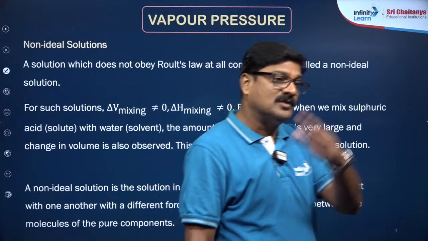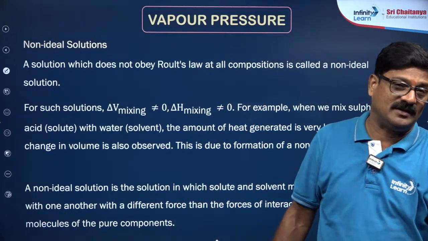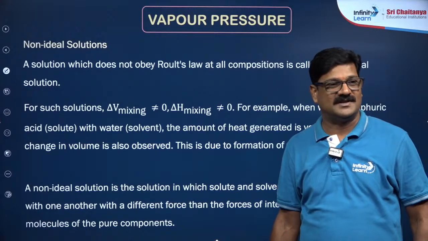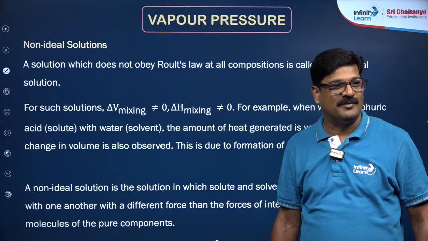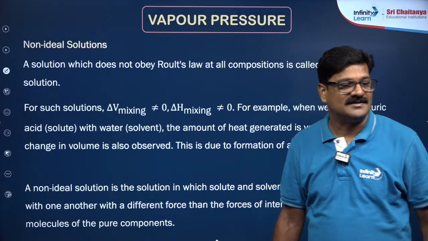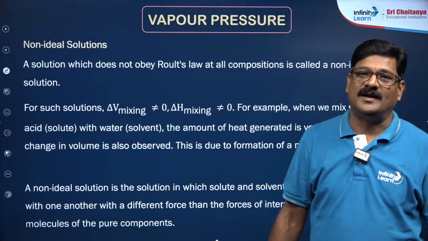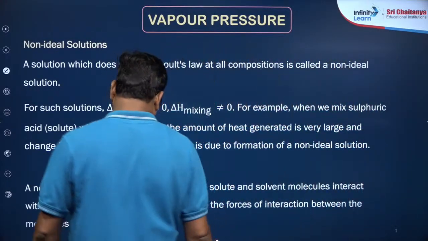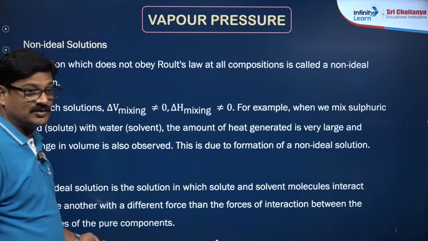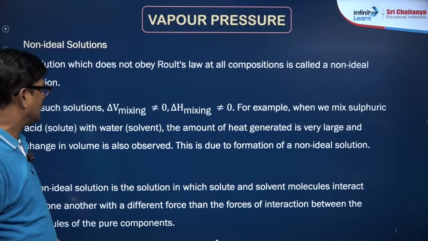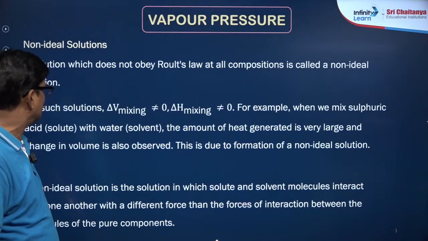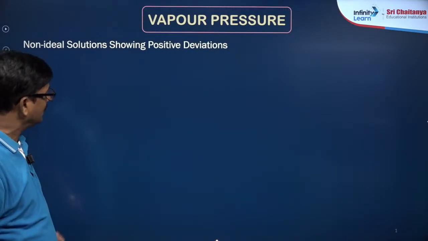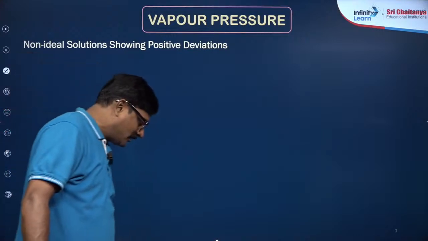So these can be greater or lesser. If it is greater, it is positive deviation, and if it is less than, it is negative deviation. Yes, Pranav Balaji, you said correct. So when you mix many things, I just want to give you non-ideal solution deviation. I'll draw my own graph.